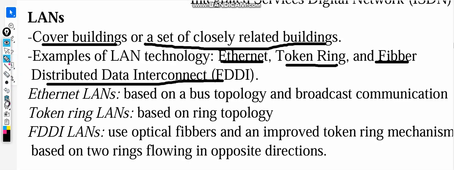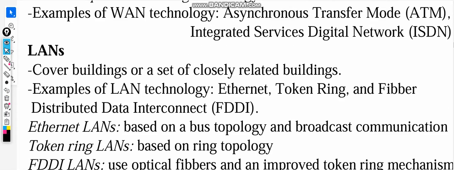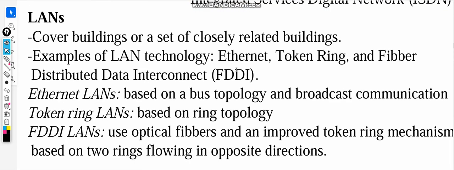What are the examples of WANs? ATM and ISDN are examples of WAN technology: asynchronous transfer mode and integrated services digital network. What are the examples of LANs? Ethernet, token ring, and Fiber Distributed Data Interconnect, FDDI.